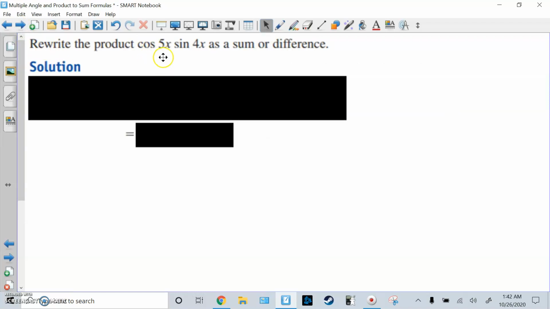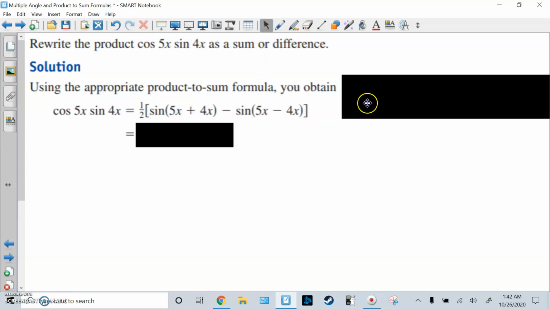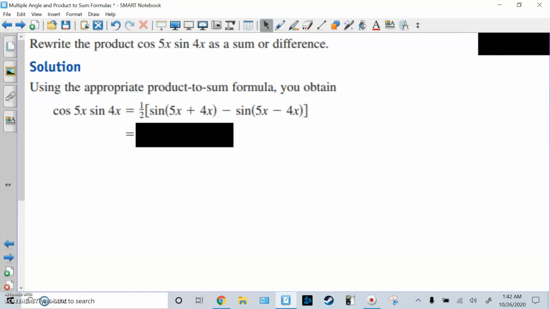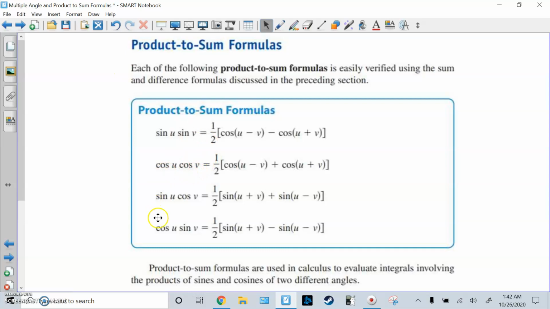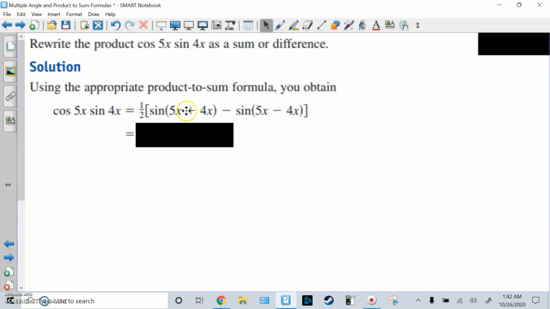Rewrite the product cosine 5x times sine of 4x as a sum or difference. We recognize that from before. Cosine times sine is this last one. It turns into 1/2 sine of the two angles added minus sine of the two angles subtracted. So 1/2 sine of 5x plus 4x minus sine of 5x minus 4x. Fix that inside. That's 9x, that's 1x, and you distribute the 1/2. That's it. One step, or 2 steps really.